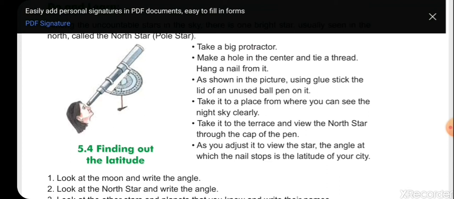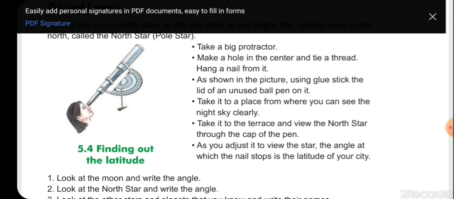Now children, if you want to do this activity, you have to follow these instructions that they have given. They have told us to take a big protractor, make a hole in the center and hang a nail from it. As shown in the picture, you can see that they have hung a nail from the protractor and it has a hole in the center too.